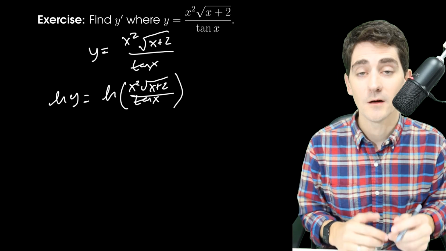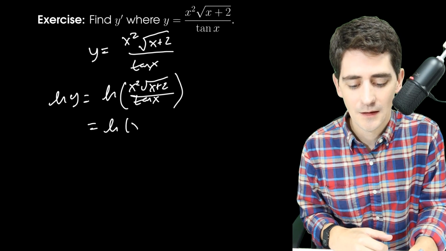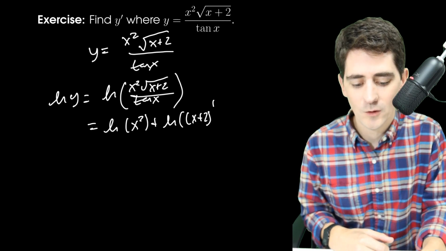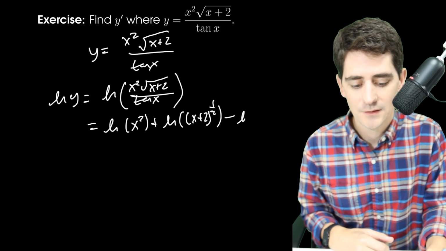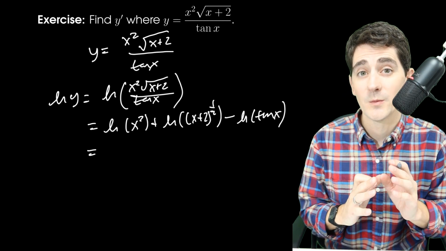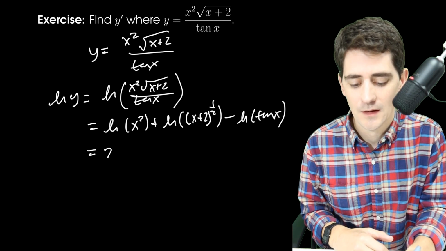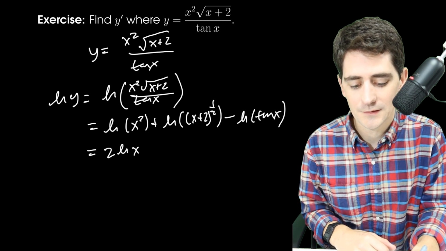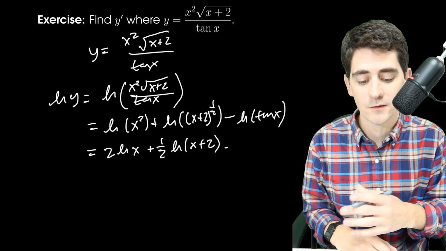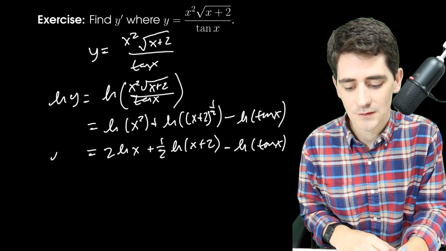So I do have multiplication here. I also have division, and we said division can turn into subtraction. So here I could rewrite this as ln x squared plus ln, for the moment, let me write x plus 2 to the 1/2 power, and then minus ln tangent x. What's nice about this now is to also remember that exponents can be pulled out front as multiplication, which we've used several times now. So this is 2 ln x plus 1/2 ln x plus 2. That's why I wanted to write the square root as a 1/2 power. And then minus ln tangent x, and this equals ln y.